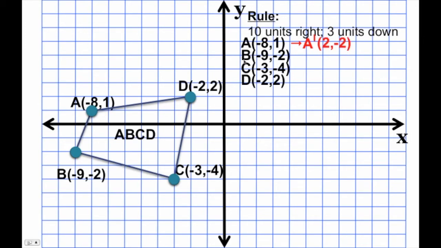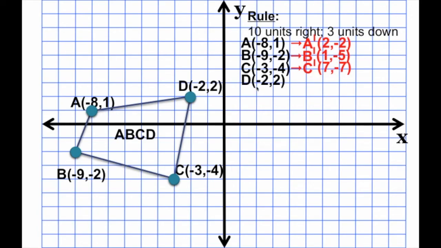How about B? Well, B prime is going to be -9 plus 10 and -2 minus 3. Again, -9 plus 10 because I'm going 10 to the right, and -2 minus 3 because I'm going 3 units down. And that's going to give me B prime at 1, -5. How about C? Well, my C prime is going to be -3 plus 10 and -4 minus 3. Again, I'm adding 10 to my x coordinate, and I'm subtracting 3 from my y coordinate. And that's going to give me C prime at 7, -7.